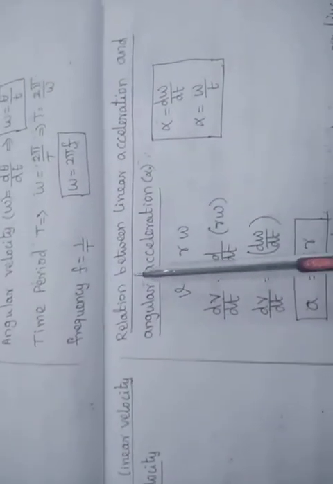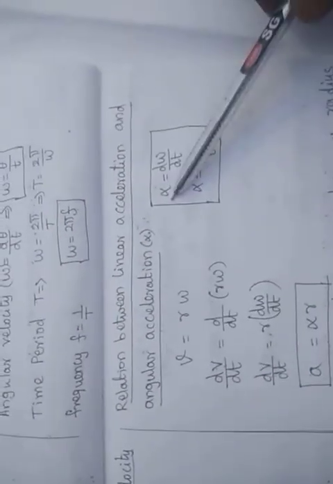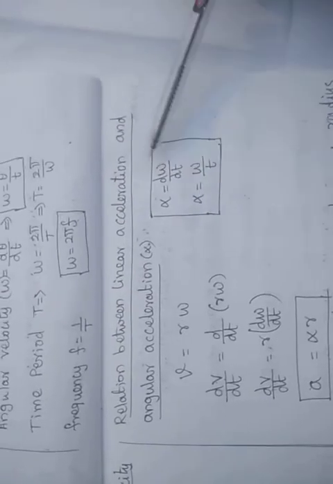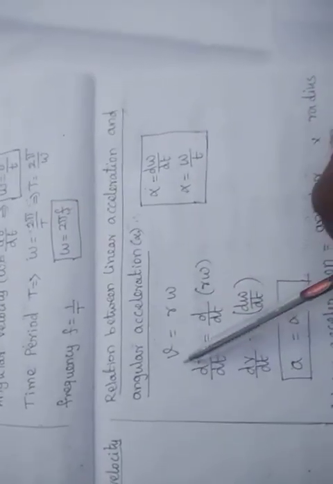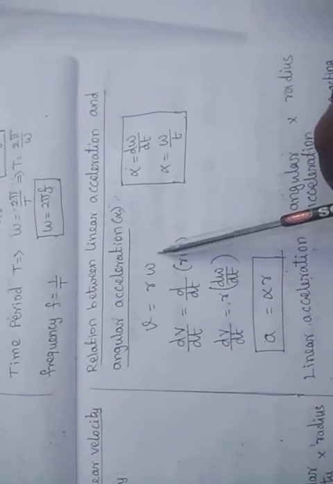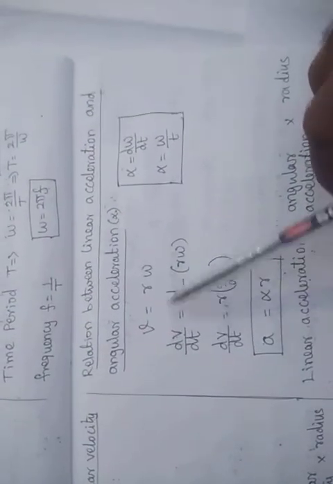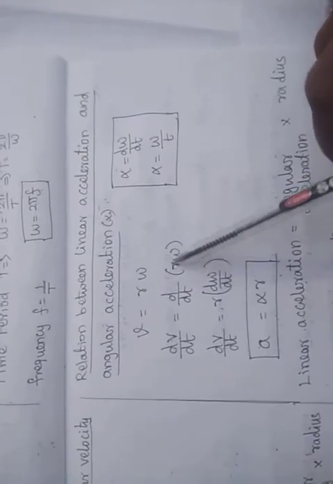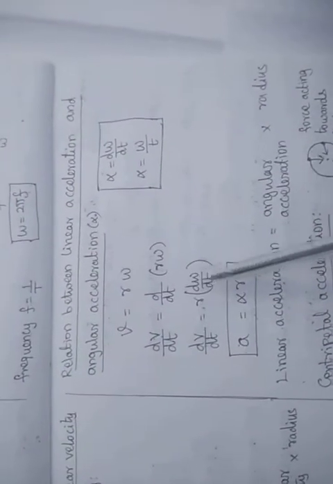Then the next one is the relation between linear acceleration and angular acceleration. Angular acceleration is angular velocity by time. Simply we can say that alpha is equal to omega by t. So linear velocity v is equal to r omega. That is the relation we found previously. Differentiating this with respect to time, what will we get? dv by dt is equal to the differentiation of r into omega. r is the radius of the circular motion. That radius never changes. So you take r as a constant outside, d omega by dt.